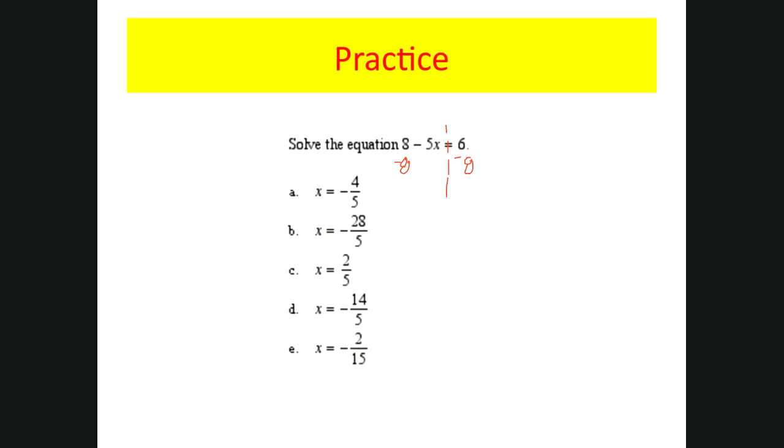So I end up with negative 5x equals negative 2. Divide through by negative 5. I end up with x equals 2/5. Remember, a negative and negative is positive, so I end up with just positive 2/5. I'm going to go with the letter C for my answer.